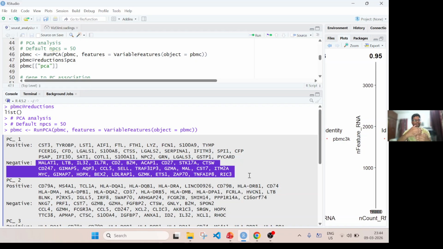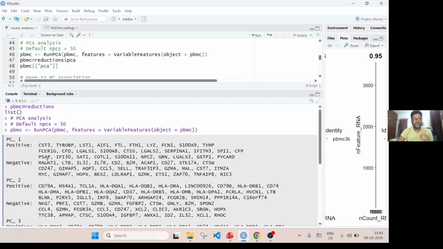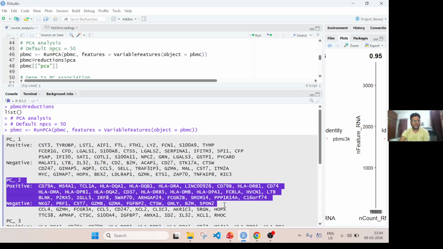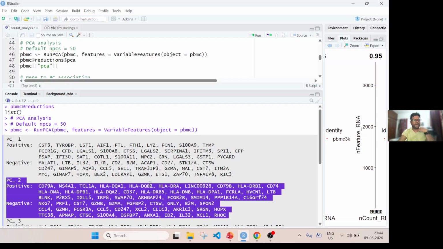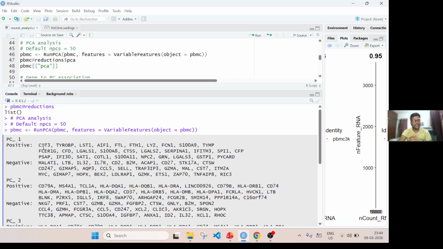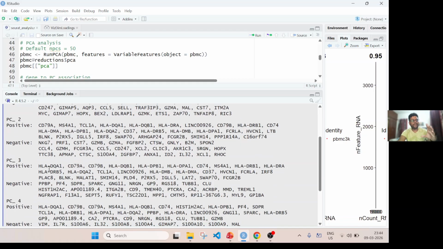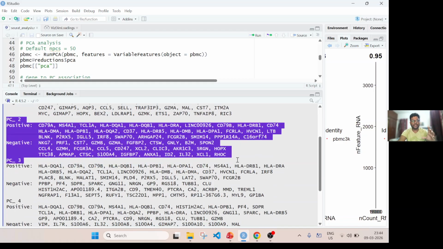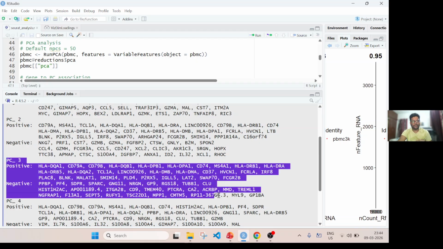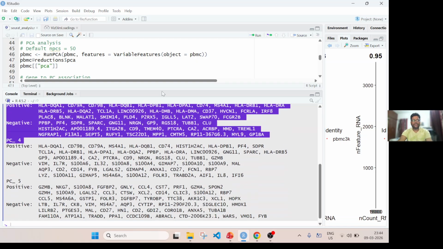That means when the expression value of these genes increases, the value in PC1 space will decrease. And these are the genes correlating towards the second PC. For example, this gene is already contributing to PC1, so it cannot go over here. So from the remaining genes, which genes are contributing to PC2 and which genes are contributing to PC3, and like that. Okay, so this is the information.